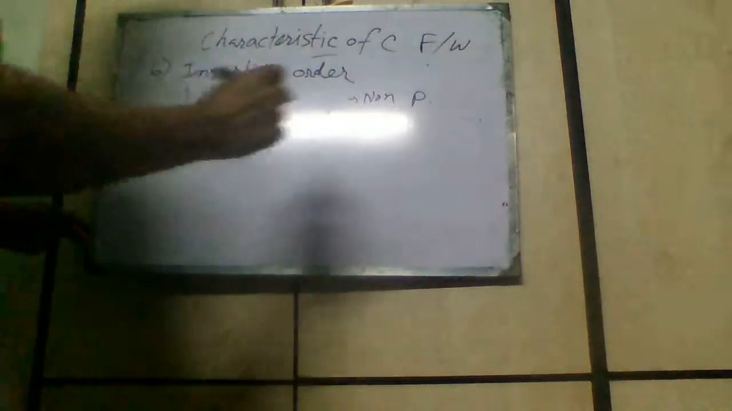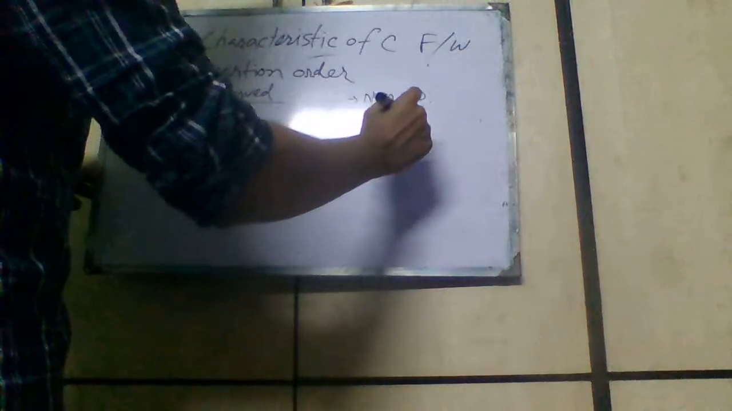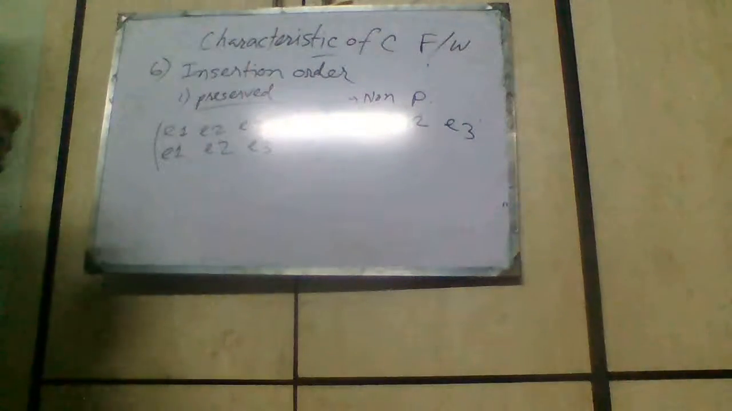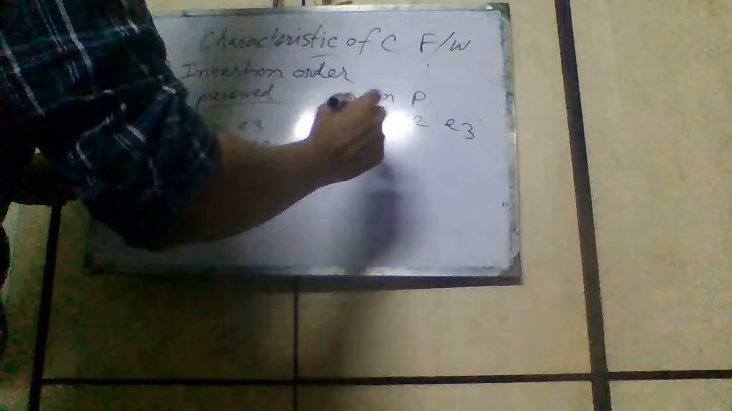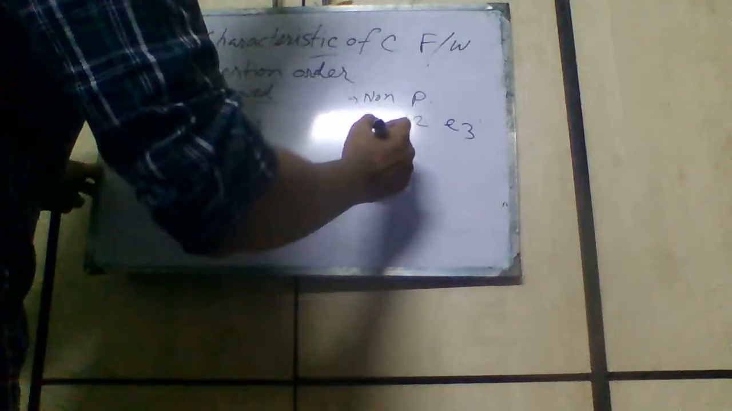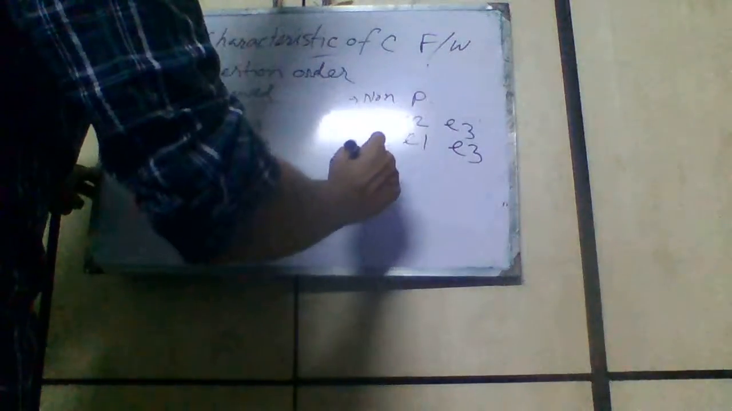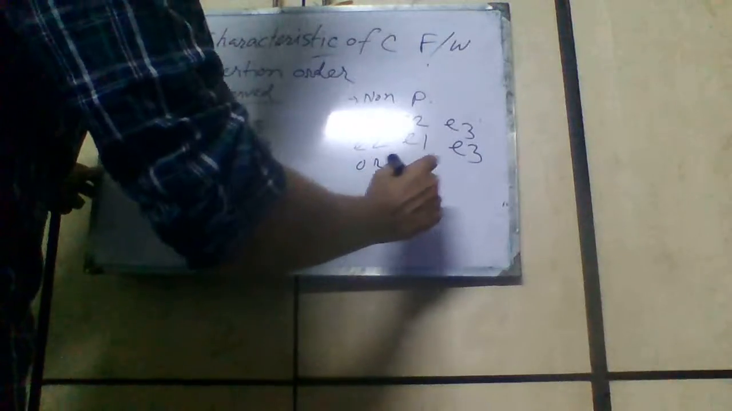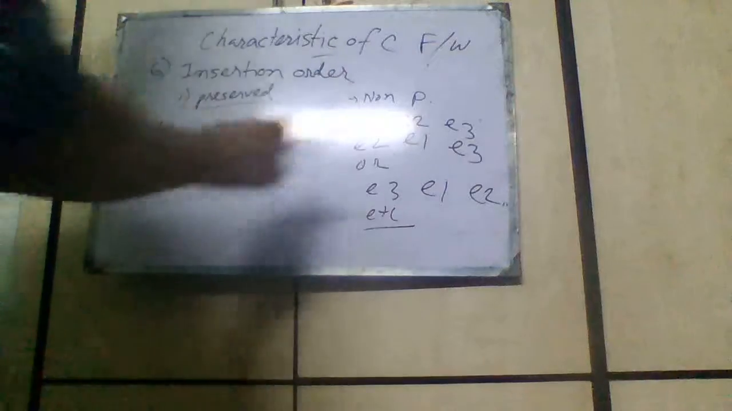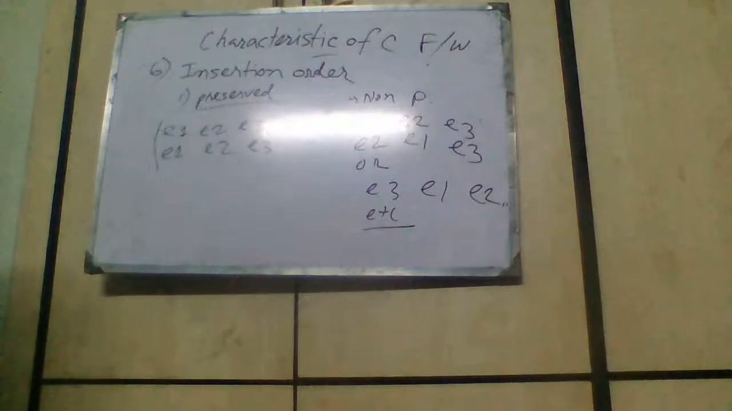And non-preserved means if we insert objects like E1, E2, E3, and their output is not preserved, it can output like E2, E1, E3, or E3, E1, E2, etc. These types of characteristics are called non-preserved.